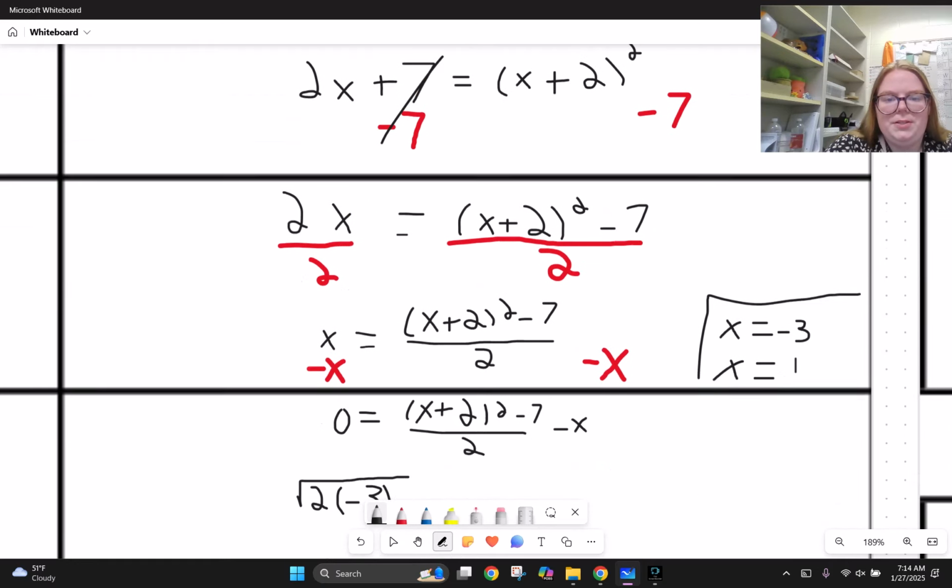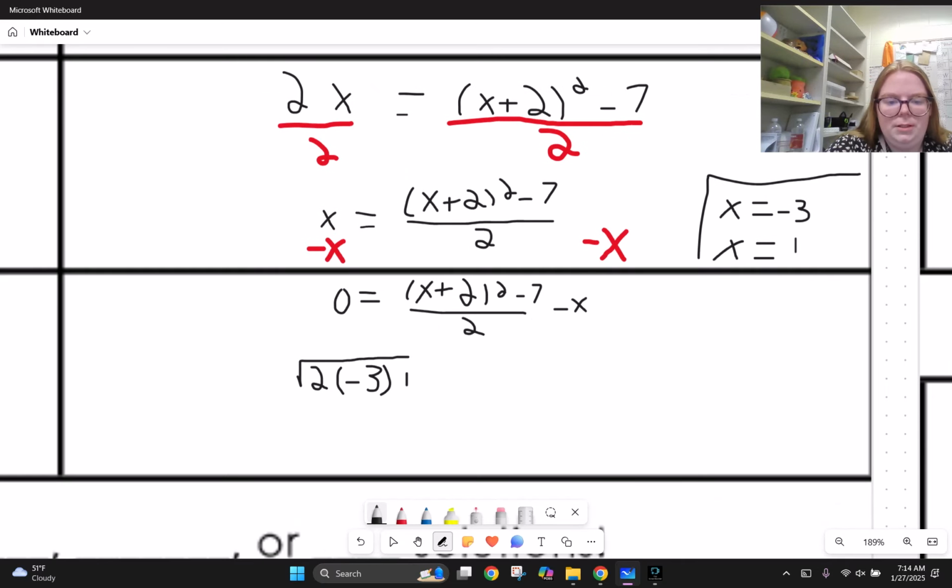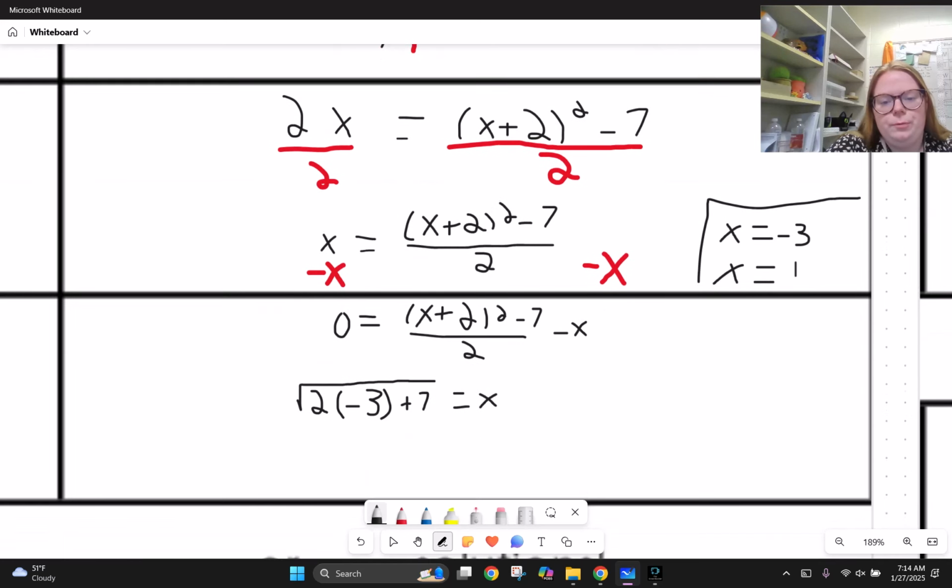And then it was +7. And that +7 is under the radical as well. And it equaled x plus 2. Or, okay, whoops, my bad. It equaled x plus 2, and x is now -3.